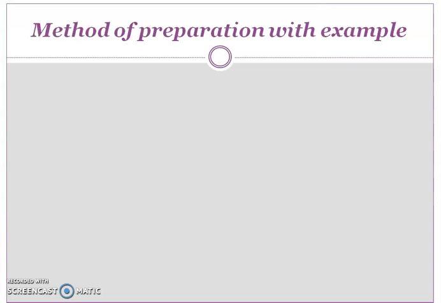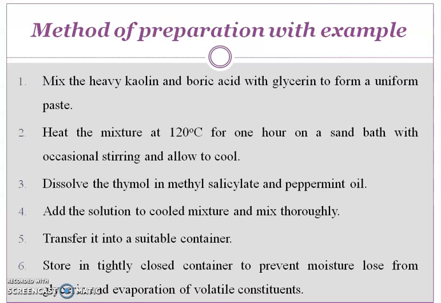Now let us discuss the method of preparation of kaolin poultice. Mix the heavy kaolin and boric acid with glycerin to form a uniform paste first. Then heat the mixture at 120 degrees Celsius for 1 hour on a sand bath with occasional stirring and allow to cool. Then dissolve the thymol in methyl salicylate and peppermint oil. Add the solution to the cooled mixture and mix thoroughly.